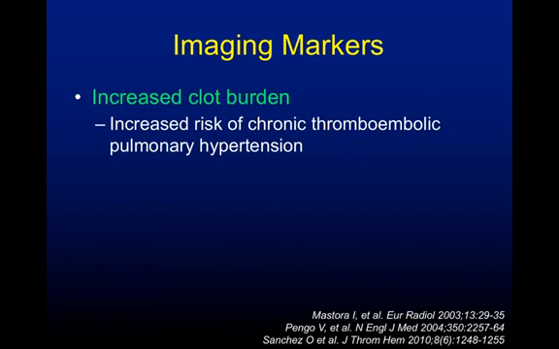And the most useful imaging marker has been shown to be clot burden for long-term outcome. And these patients have been shown to have an increased risk of CTEPH. Other parameters, including the right ventricular to left ventricular ratio and septal bowing, have been shown to be less useful.